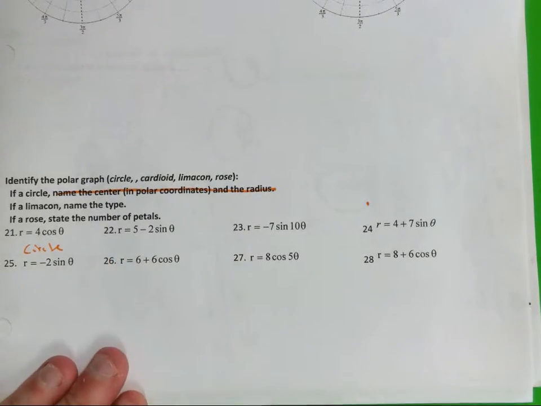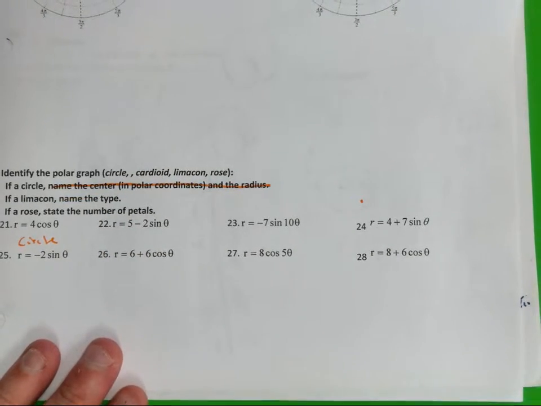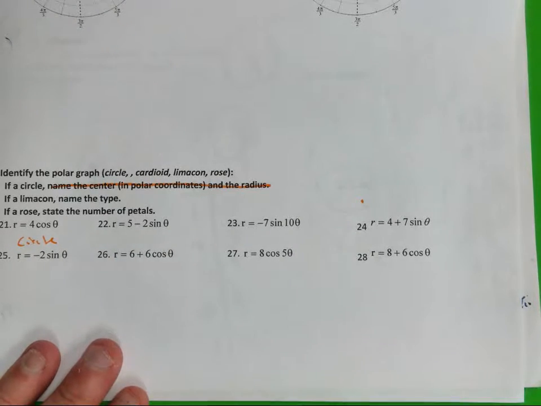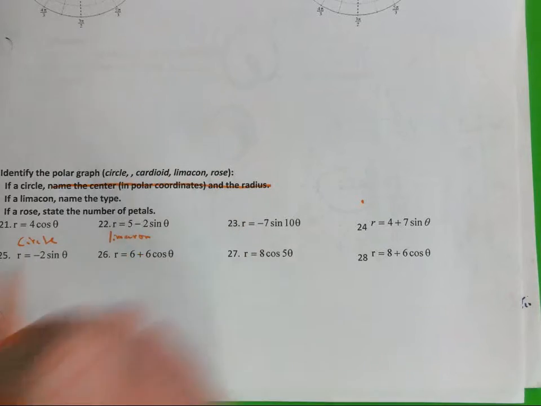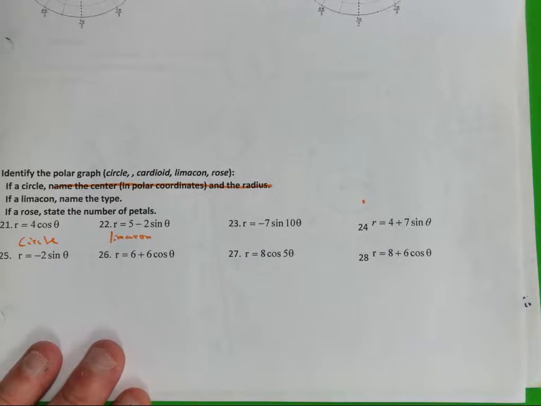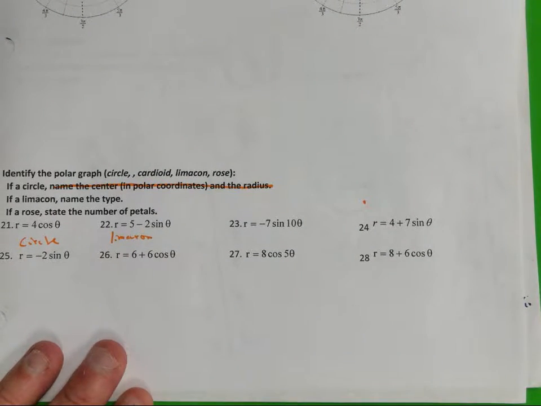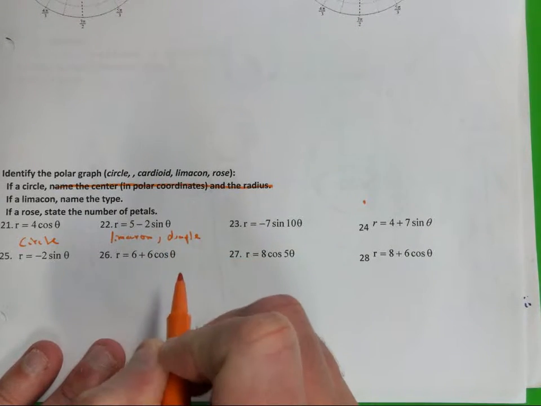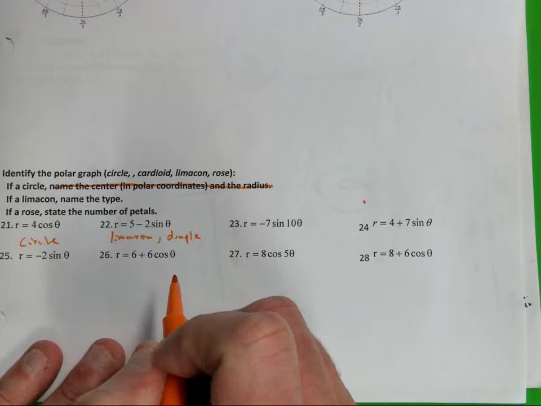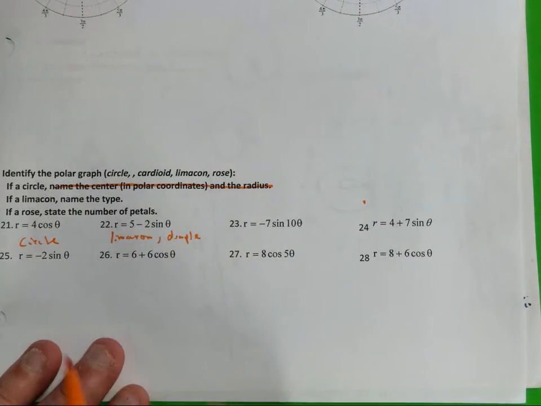Number 22. What type is that? Limaçon, because there's a minus, isn't it? Now, let's talk about what type of limaçon. The absolute value of A is greater than the absolute value of B. So it's a limaçon with a what? Dimple. Is the dimple at the origin? No. If it was at the origin, they'd both be the same value, wouldn't they?